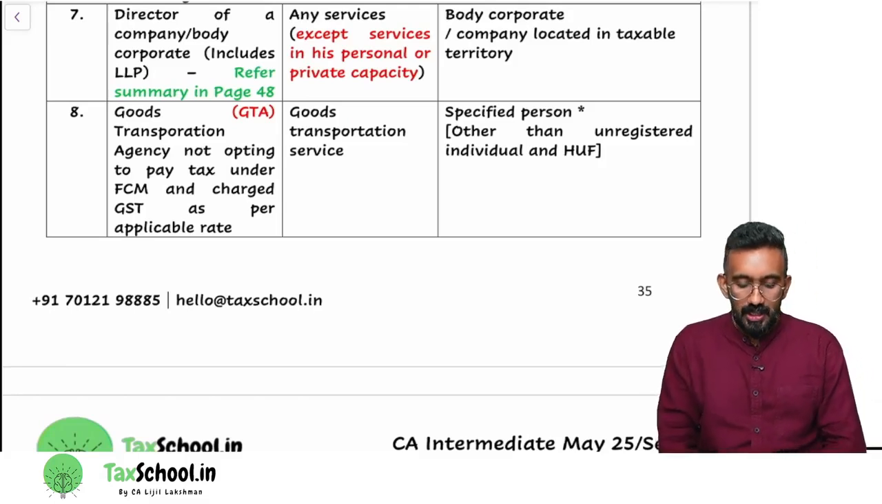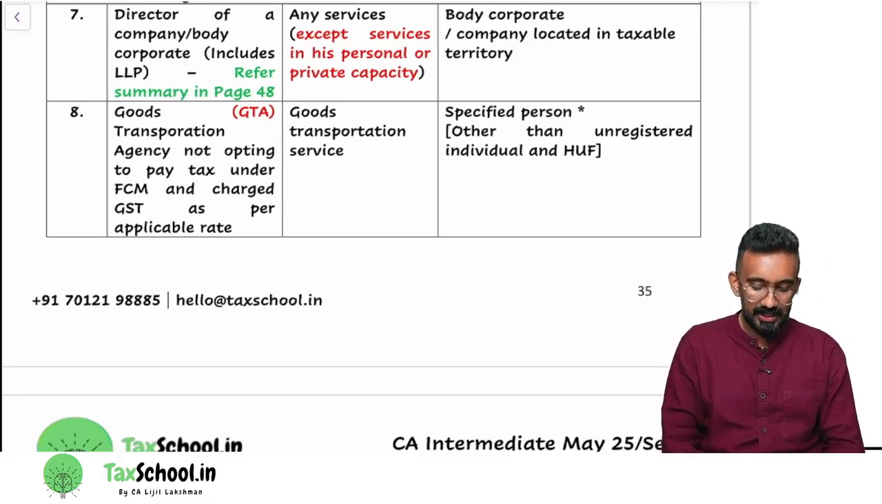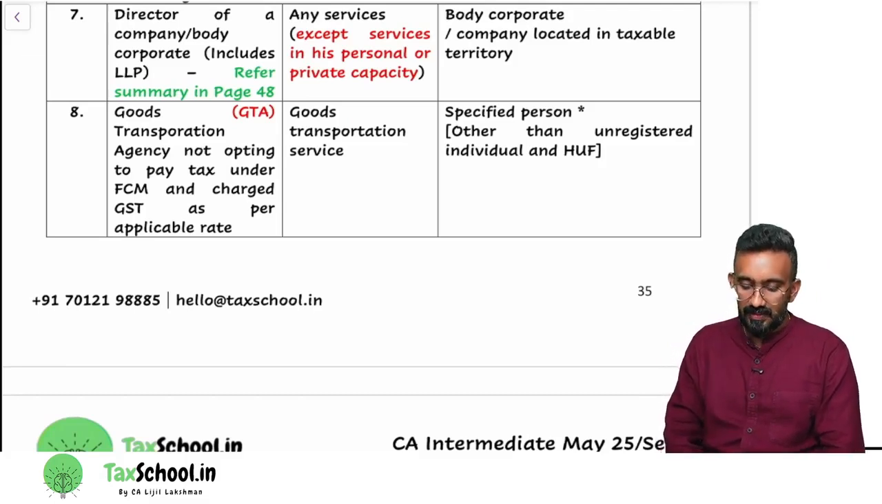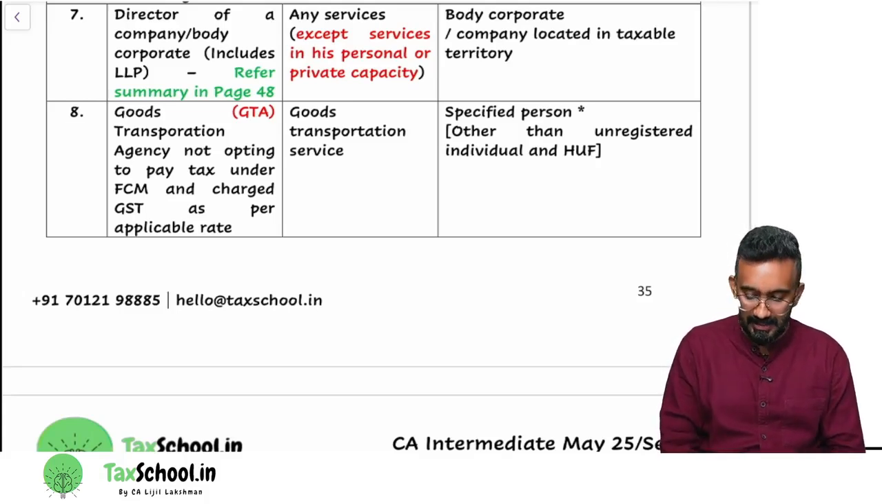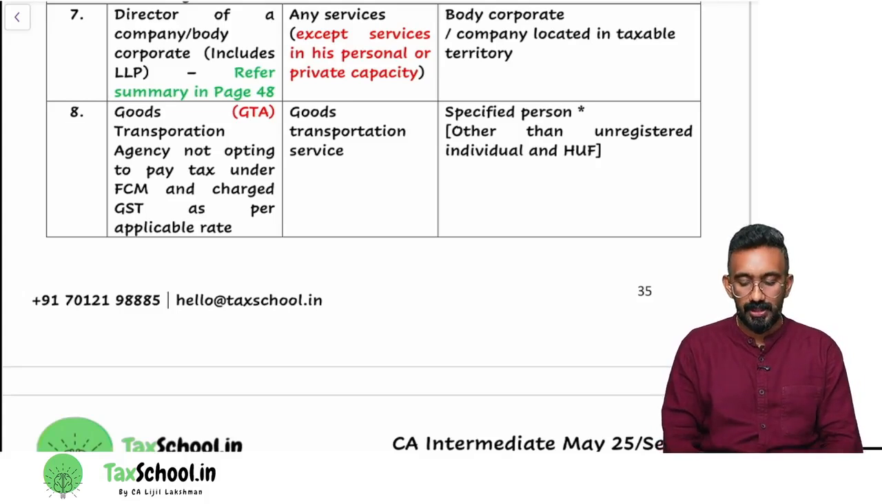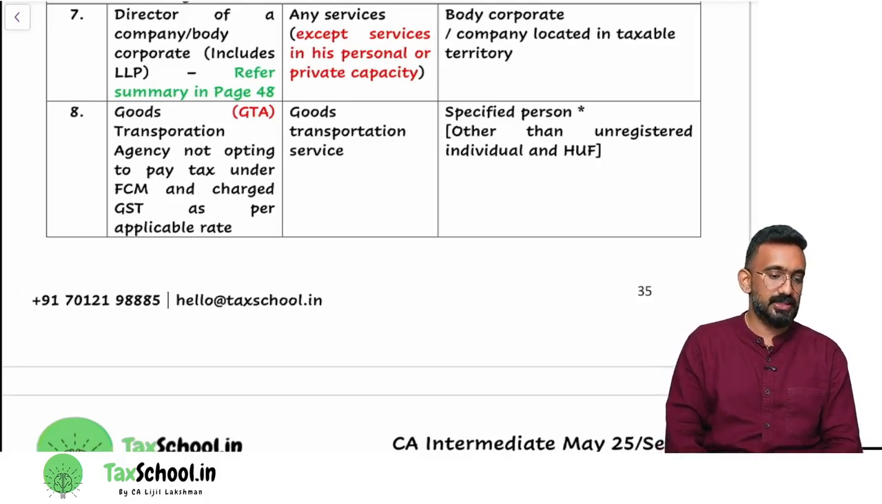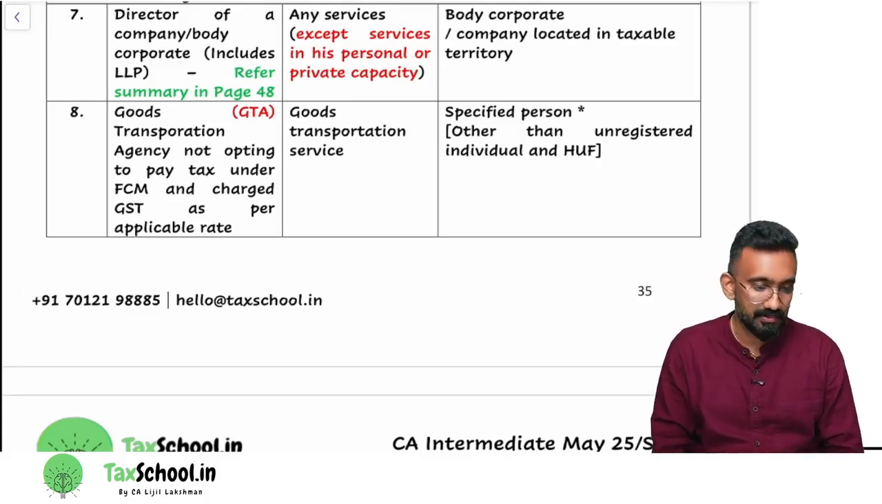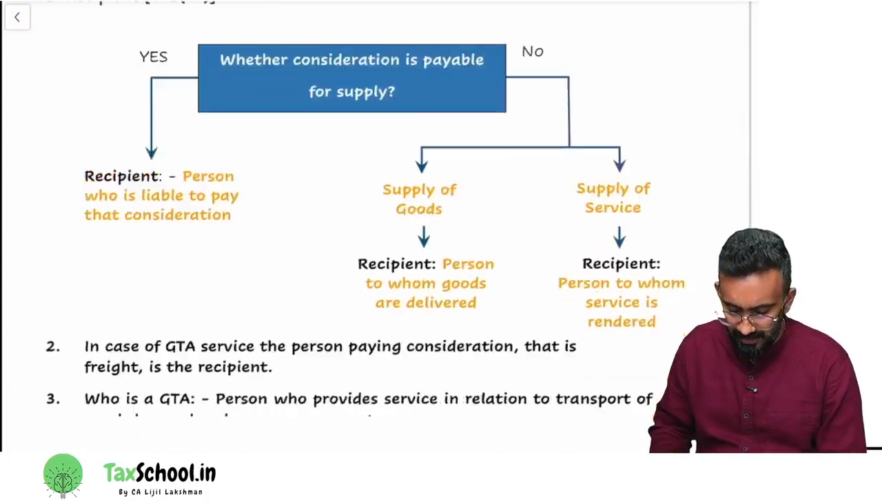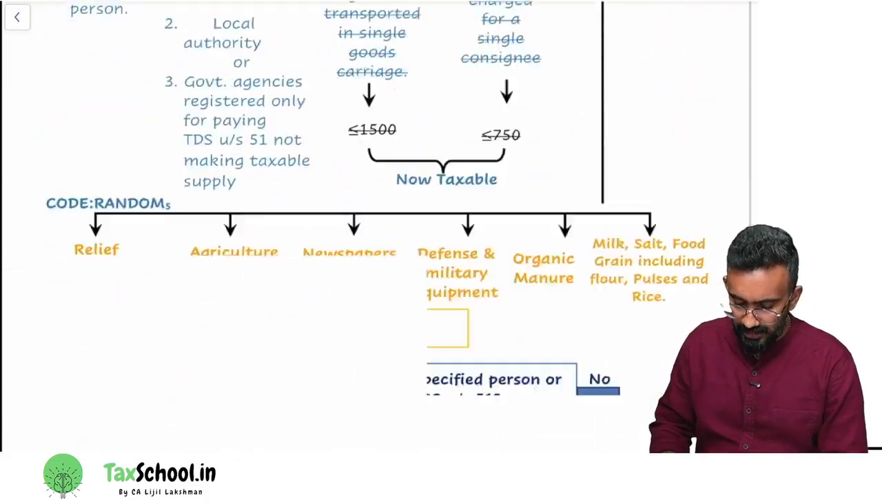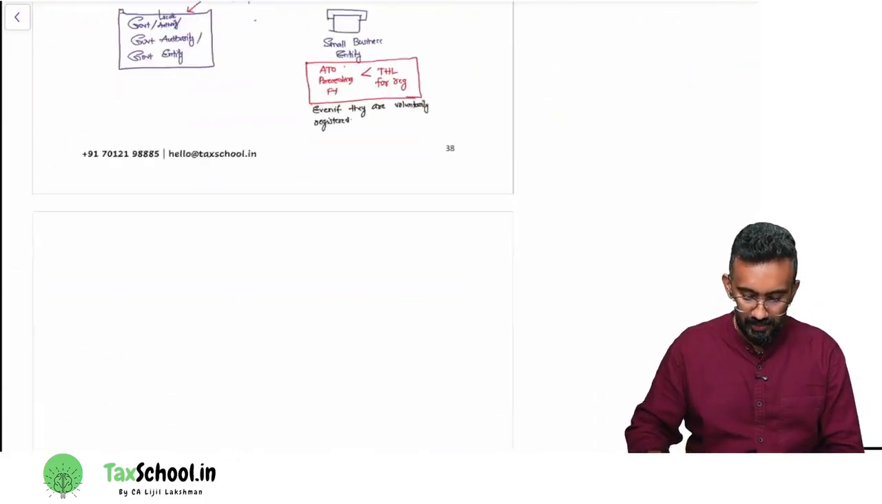Okay. Director of a company or a body corporate, including LLP, providing any services except the service in his personal or private capacity to a body corporate or a company located in taxable territories is taxed under RCM. Director to a company is under RCM is what they're saying. They've asked multiple questions on this, so what I've done is made a chart for it for you to understand.